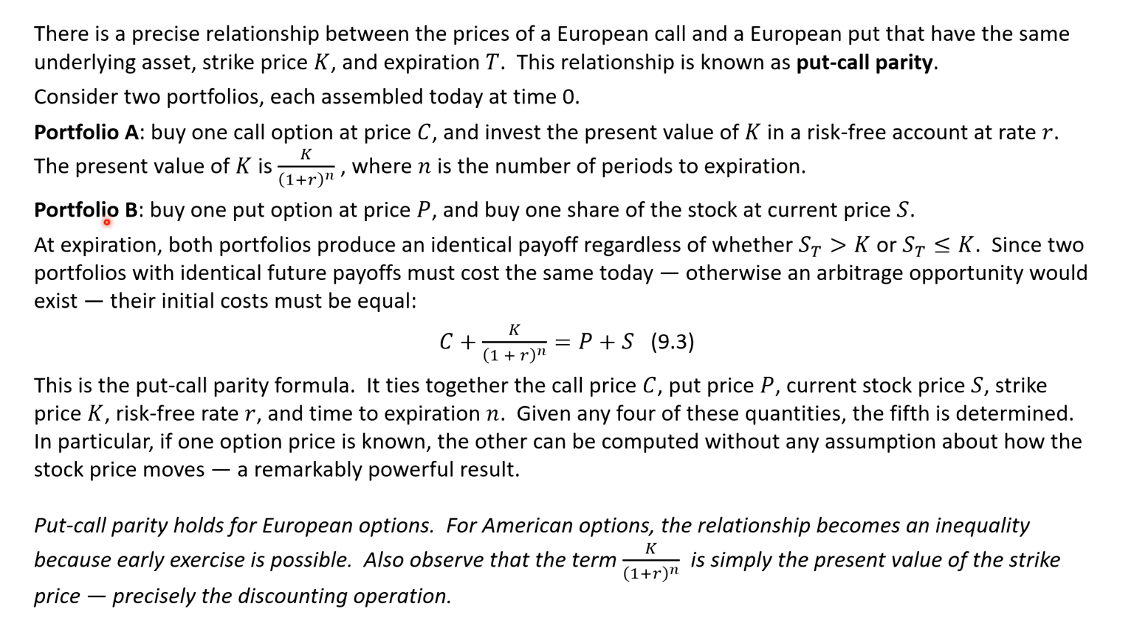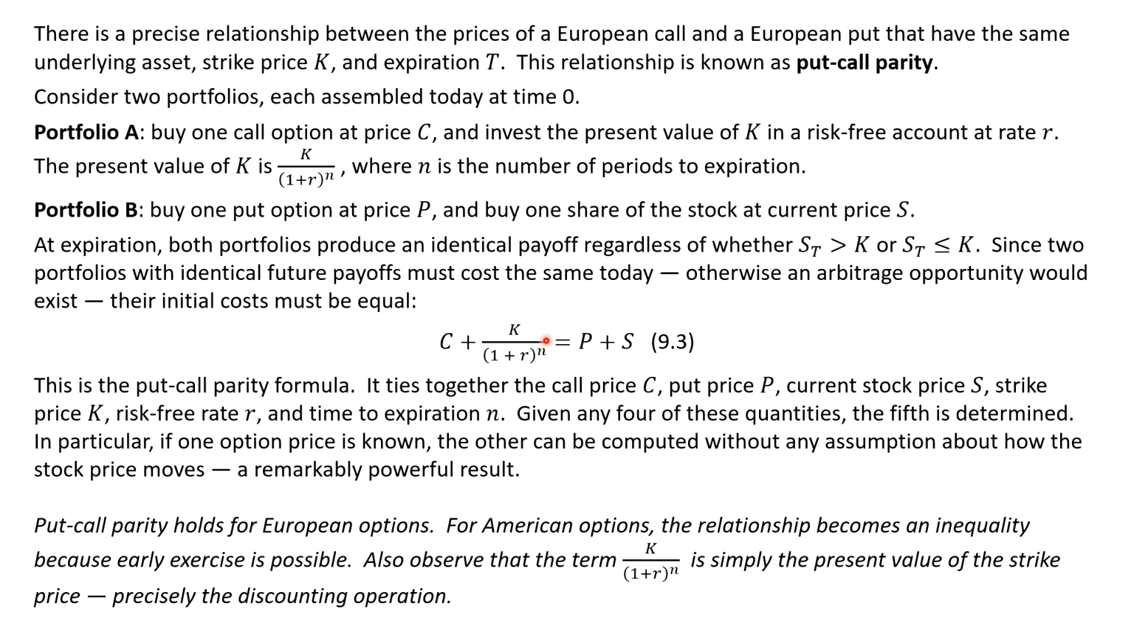And then portfolio B, you buy one put option at price P and one share of the stock at its current price S. And these two values, these two costs, they're the same. That's what's called the put-call parity equation. And it's true whether or not S sub T is greater than K or S sub T is less than or equal to K. Since two portfolios with identical future payoffs must cost the same today, otherwise an arbitrage opportunity would exist.